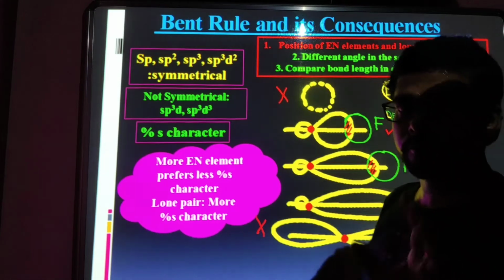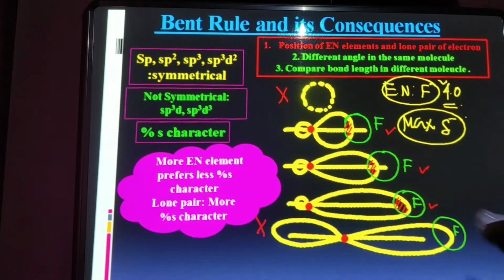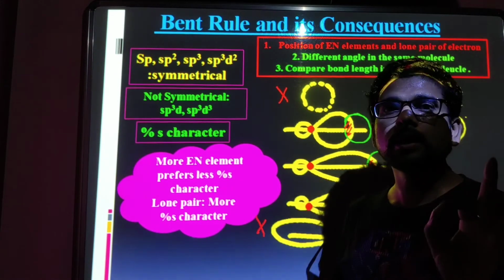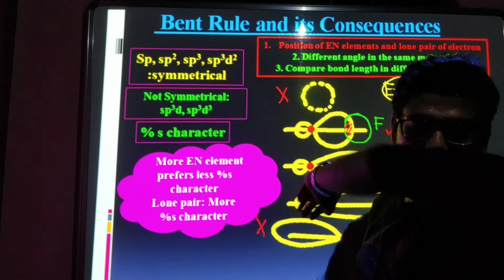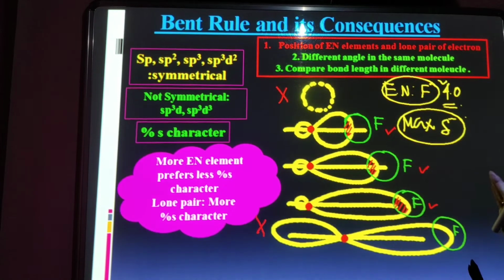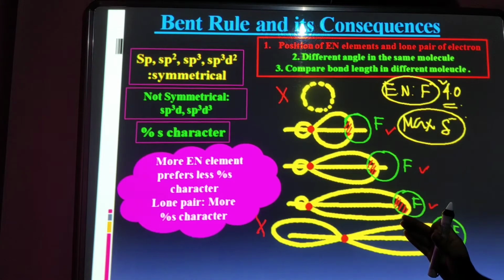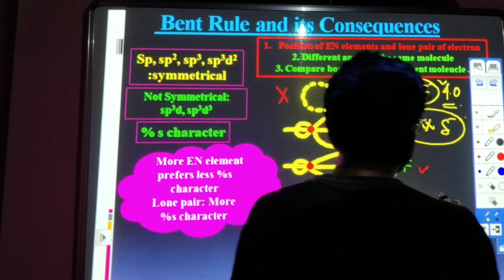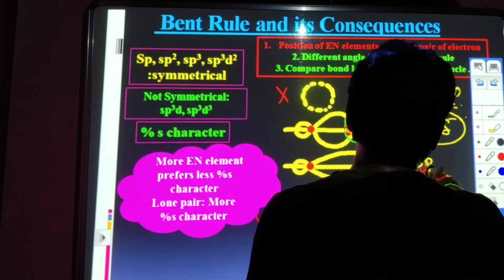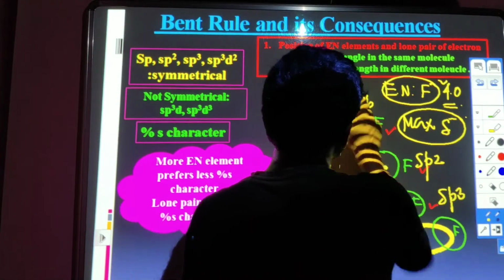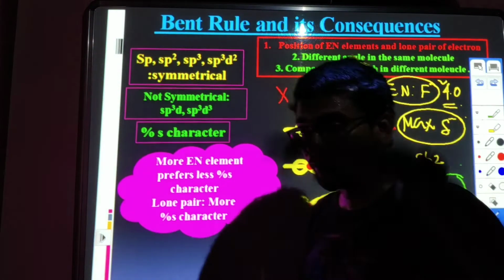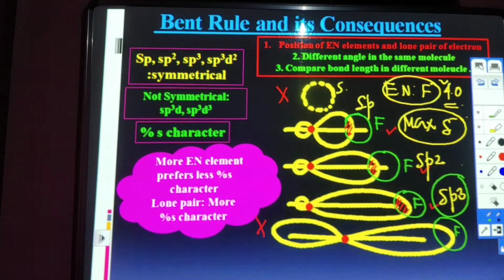The thing is that if fluorine has an opportunity, say here, or here, what will fluorine try to do? Wherever there is an opportunity, it will try to form the bond with less s character. Here it is sp3, here sp2, and this one sp. Fluorine will try to form the bond with sp3. It will try to increase the p character.